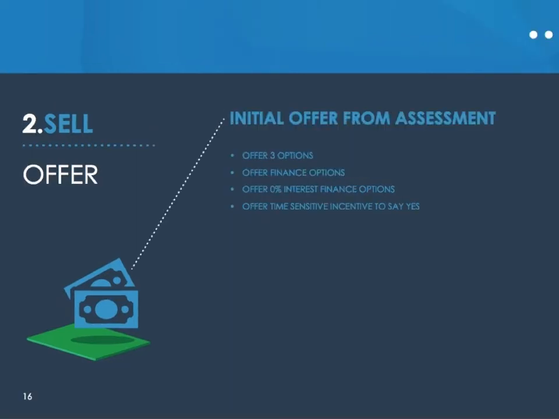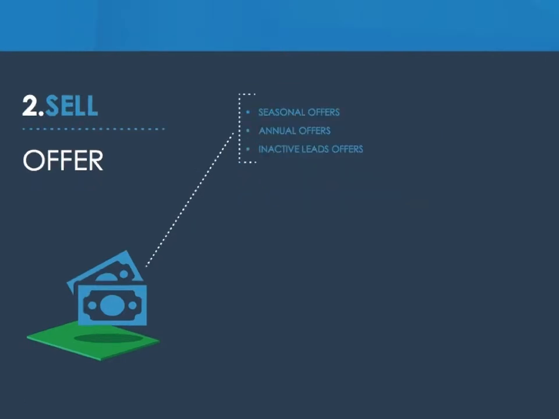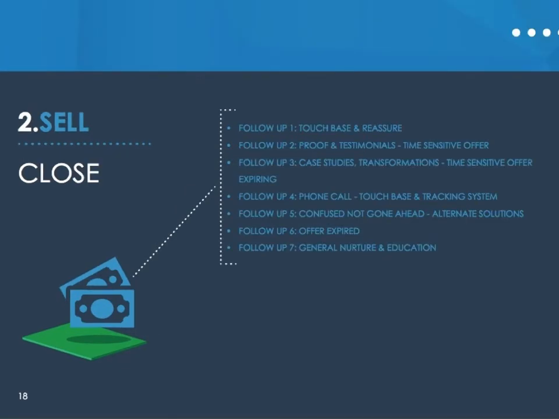You then want to offer. Once you've assessed them and discussed different options, you want to offer them 2 or 3 options, finance options, and a time-sensitive incentive to say yes. You also want to make sure that when you're selling, you have seasonal offers, annual offers, and active lead offers. For example, Black Friday is an opportunity for a sale, Christmas is an opportunity for a sale. You can create your own opportunities for sales. And you also want periodic reactivations of people who've not come in to buy from you.